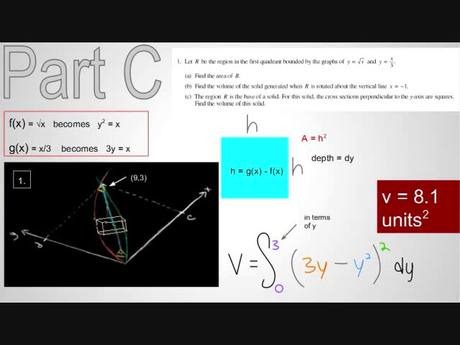So our integral will be 0 to 3 because we take the intersection point in terms of y, and then g of x minus f of x squared, which is 3y minus y squared, and all that squared, times dy. And if you plug that into your calculator, you get 8.1 square units.